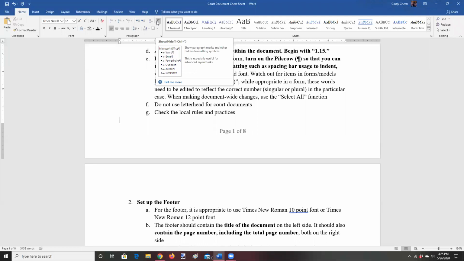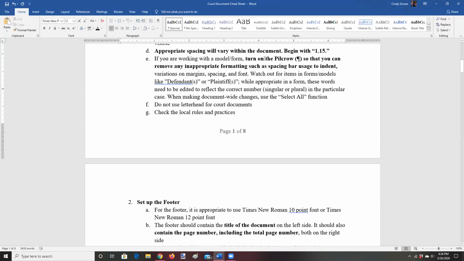This is just to get you in the habit of recognizing you need to clean up the formatting so that you don't end up having a document that's not going to look right. It looks close to right, but doesn't look quite right. So you can do that at the beginning or you can do it at the end. If you do it at the beginning, you're still going to need to do it at the end.